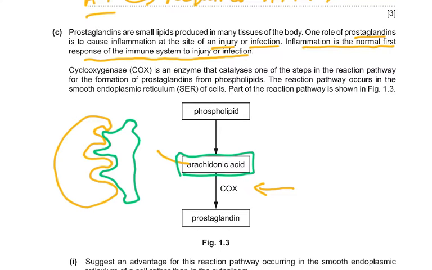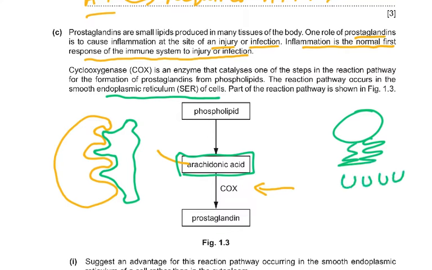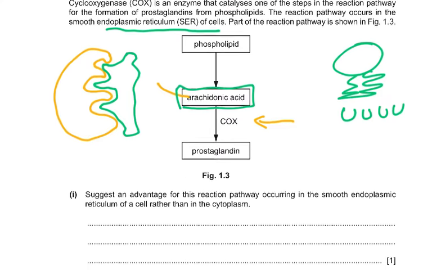So COX is an enzyme that catalyzes one of the steps in the reaction pathway for the formation of prostaglandins from phospholipids. So phospholipid to arachidonic acid and then to prostaglandin. The reaction pathway occurs in the SER, the smooth endoplasmic reticulum of the cells. Remember the SER? See, this is the nucleus, and then you have the RER, and then you have the SER, which are these channels, tube-like. Part of the reaction pathway is shown in figure 1.3.